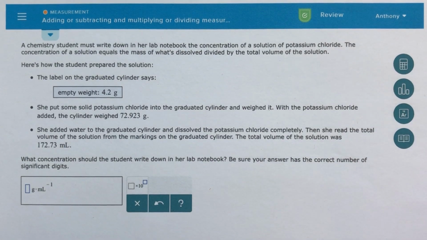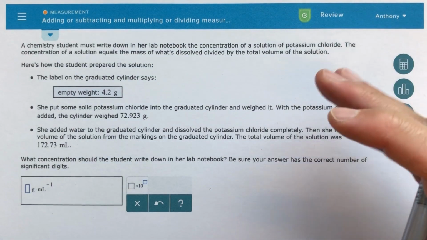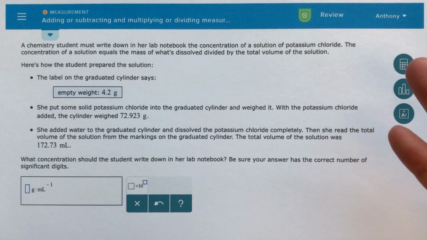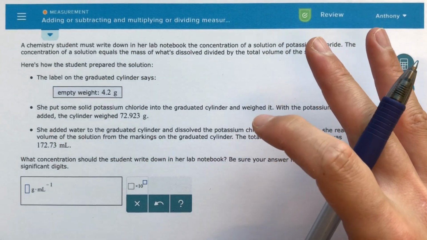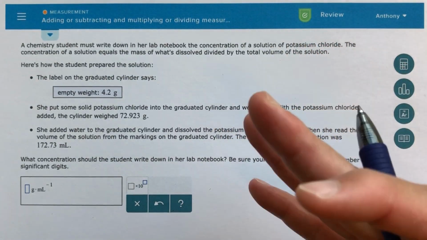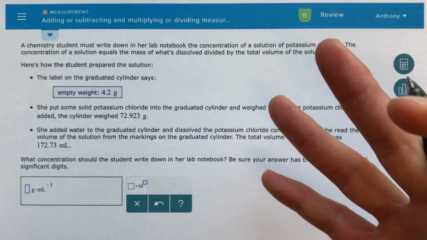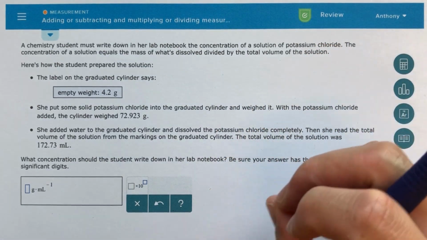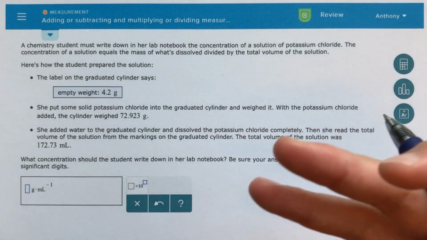All right, class, so this is an ALEKS topic that's called adding or subtracting and multiplying or dividing measurements. And this is one of those problems where we really do need to worry about sig figs. The point of this topic is to get us to learn and understand how to properly figure out the number of sig figs for a given problem when we're working in lab.